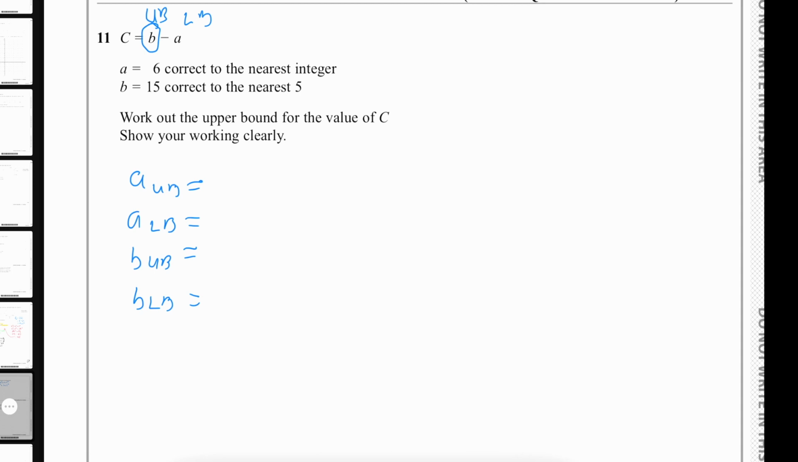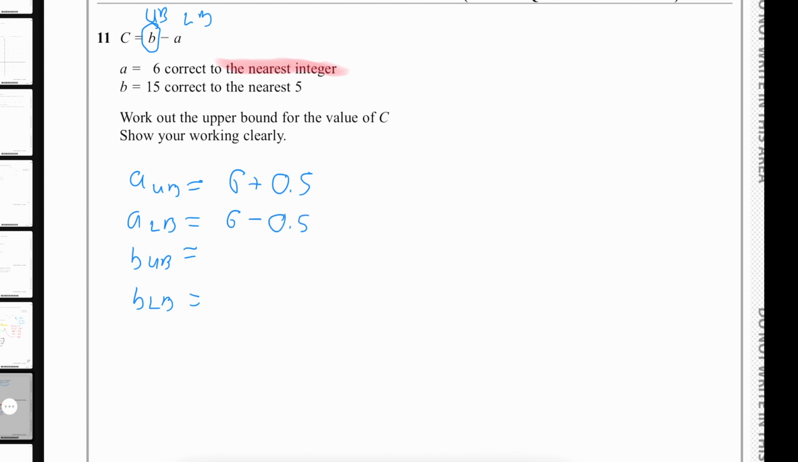So 6 correct to the nearest integer. In order to work out upper and lower bounds, we're always going to have a look at that divided by 2. So my nearest integer, I'm going to say 1 divided by 2. So I get 0.5. To get the upper bound, I take my number and I plus 0.5. And to get the lower bound, I take 6 and I minus 0.5.